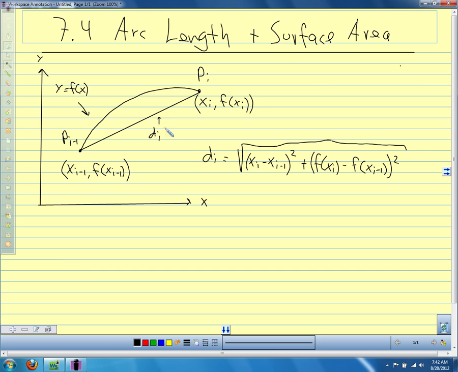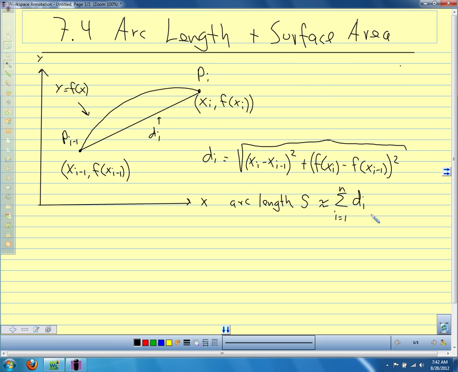And the arc length, we're going to approximate the arc length by summing these little segments. So the arc length, we'll say S, and we usually use S for arc length. Arc length S is approximately the sum from i equals 1 to n, however many intervals we divide it into, of d sub i. So we're just summing those little segments to find our arc length.